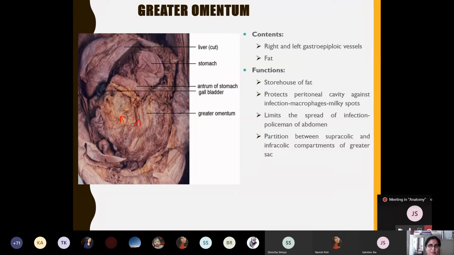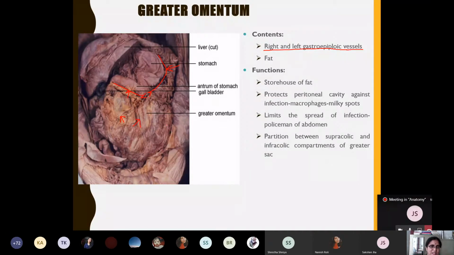These all are the branches and tributaries of the vessels which run on the greater curvature of the stomach. There are 2 vessels, one running from the left side, another from the right side. Those 2 vessels are known as right and left gastroepiploic vessels. So the branches and tributaries are of the right and left gastroepiploic vessels.